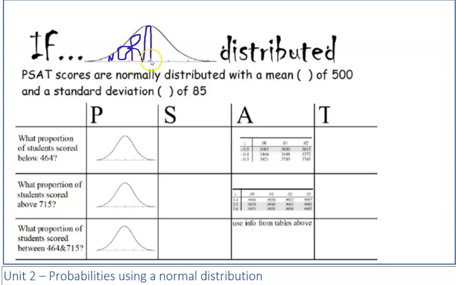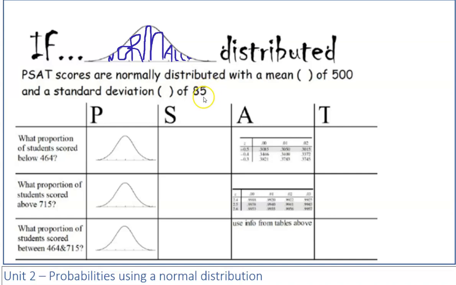If something is, yeah, this takes some skill, normally distributed. And you know what? It's worth taking the time to slow down and see this, because if it's not normally distributed, then you can't use what I'm about to show you, or at least all of it.